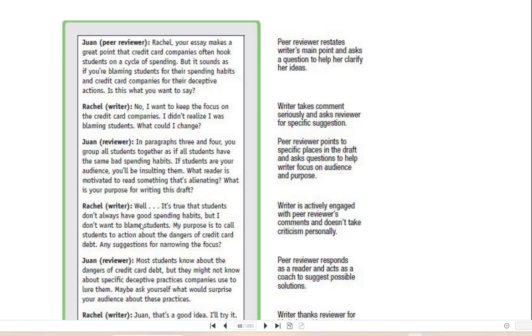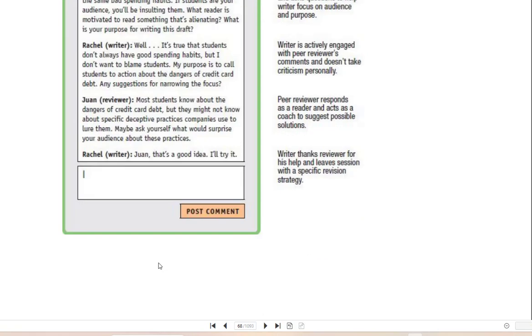Juan, the reviewer: Most students know about the dangers of credit card debt, but they might not know about specific deceptive practices companies use to lure them. Maybe ask yourself what would surprise your audience about these practices. Rachel, comment: Juan, that's a good idea.